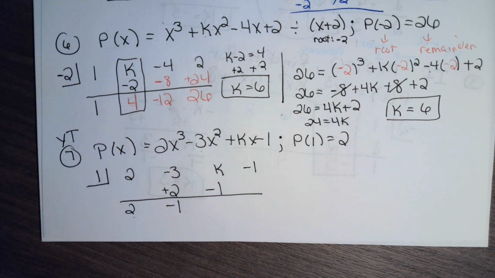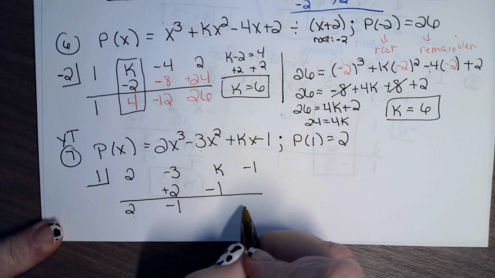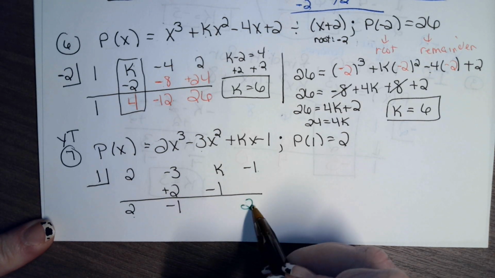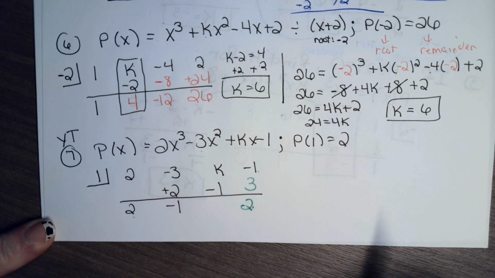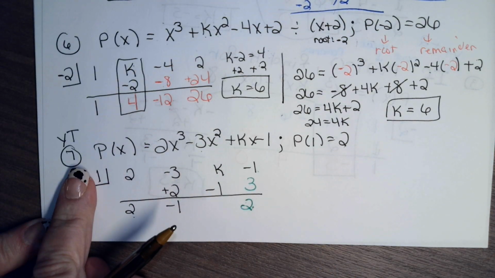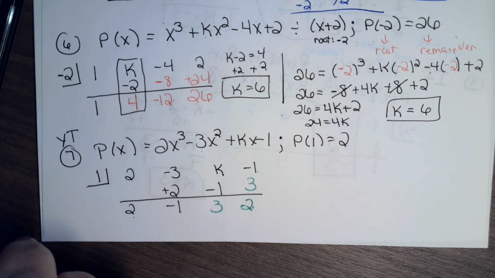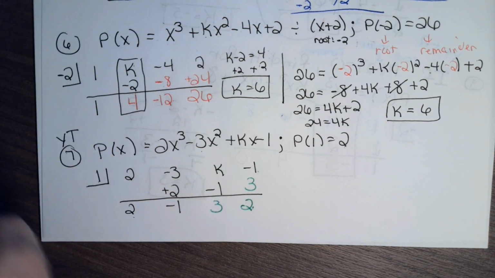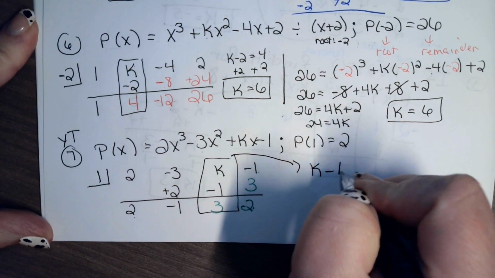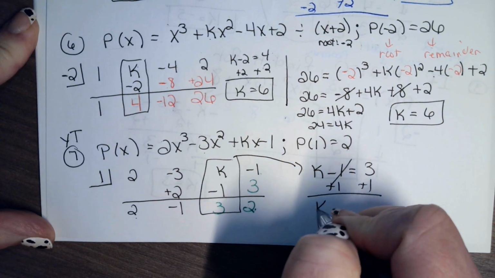We've hit our roadblock, so we're going to work backwards. I know my remainder is going to be 2, so right here I'm going to put that 2. What can I subtract 1 from to get 2? Well, that would be 3. If working forward we had to multiply, then working backwards we're going to divide. So 3 divided by 1 is 3. Here is our little mini equation: k minus 1 equals 3. Adding that 1 to both sides, we get k equals 4.